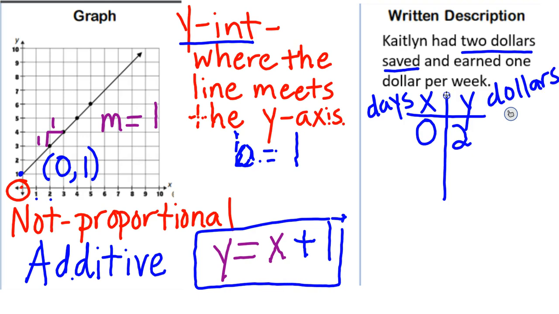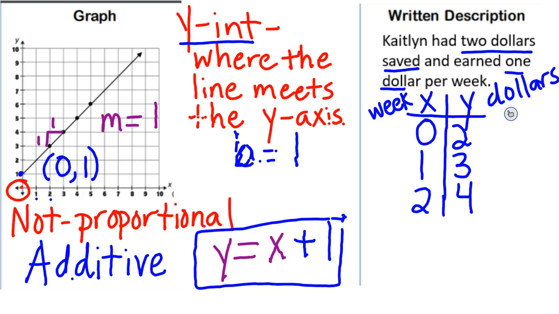Okay, and so then after 1 day, it tells us that she gets $1 per week. So she gets $1 per week. So now after, oh, this is not days. I apologize. That should be weeks. She's saving per week. Okay, so after week 1, she's going to have $3. After week 2, she's going to have $4.